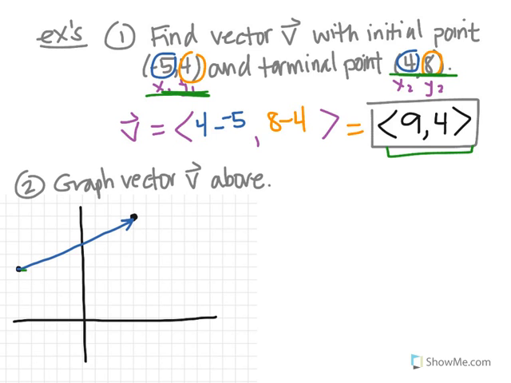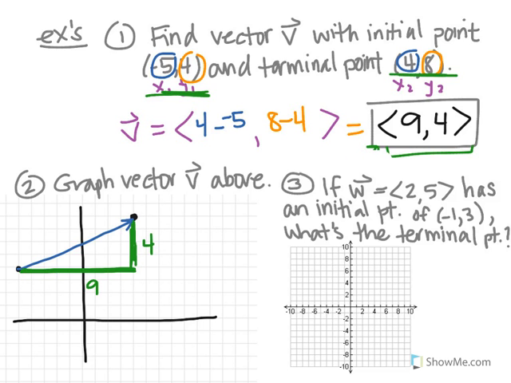So 9 is the horizontal distance I'd have to travel. This is a distance of 9 from the starting point to the end point. And then I'd have to go up 1, 2, 3, 4. And that basically represents the vector because I go horizontally 9 and vertically 4. So the vector is 9, 4.